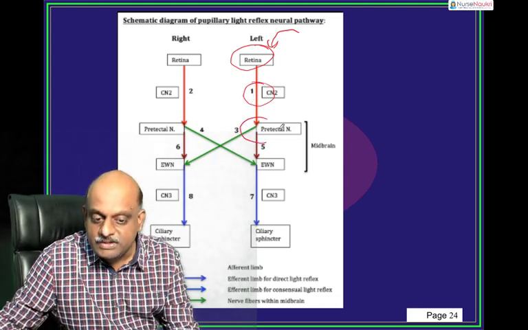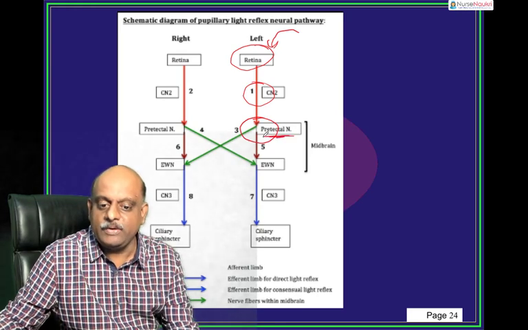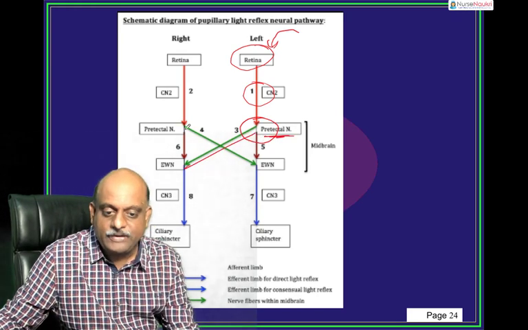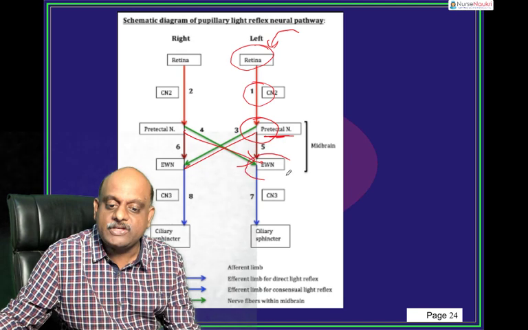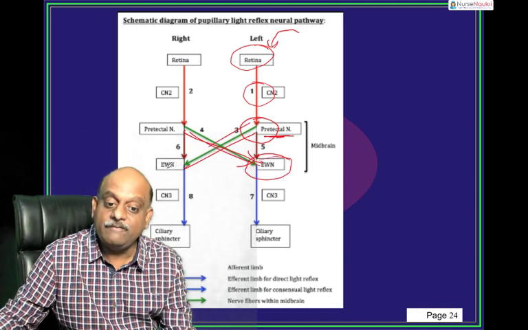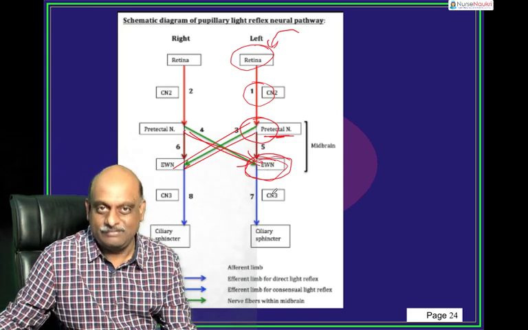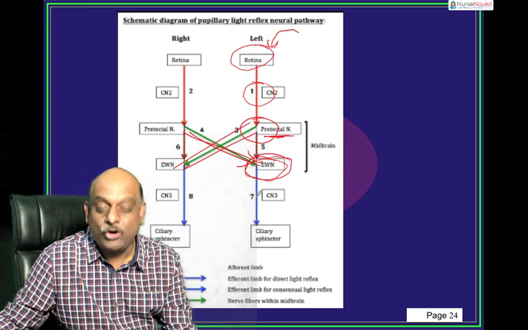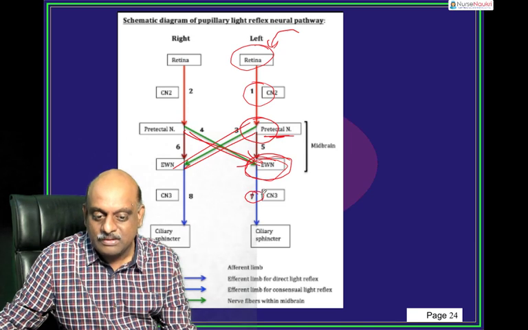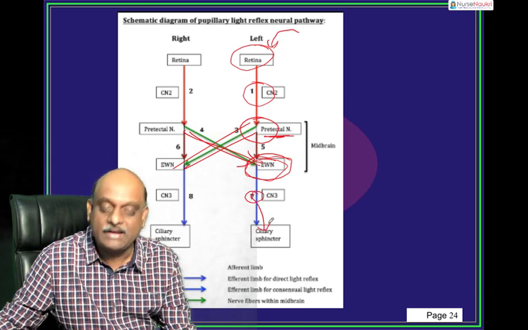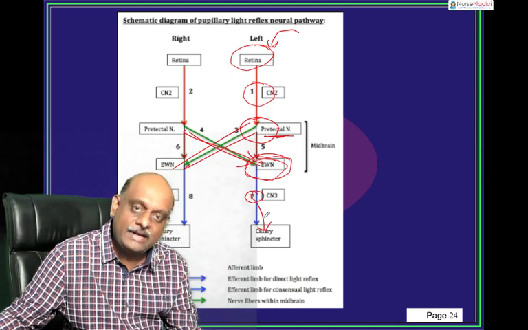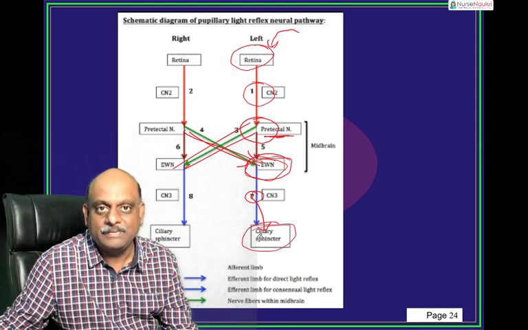Optic nerve reaches in the midbrain pretectal nuclei. From pretectal nuclei, information goes to both sides' Edinger-Westphal nucleus. Then from Edinger-Westphal, typically the oculomotor carries it to the ciliary ganglion, and from the ciliary ganglion it will carry it to the short ciliary nerves to the ciliary sphincter.